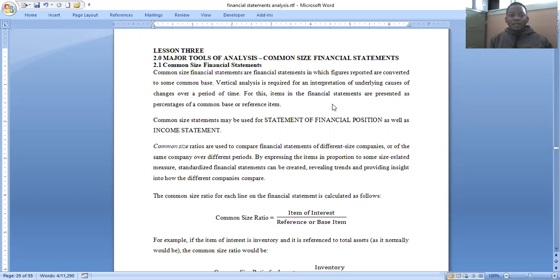Welcome to the third lesson of financial statement analysis, that is common size financial statements. Common size financial statements is one of the major tools of doing financial statement analysis. One of the main aims of doing a financial statement analysis is to help in comparison.